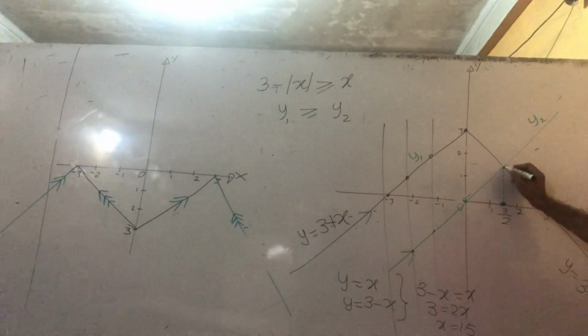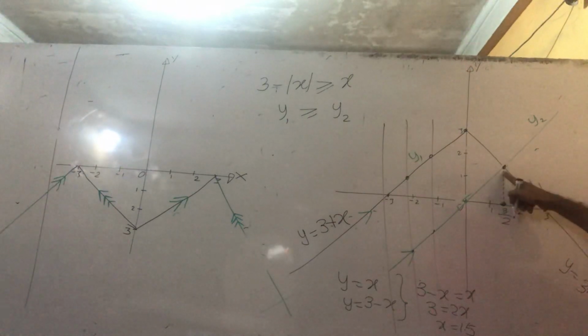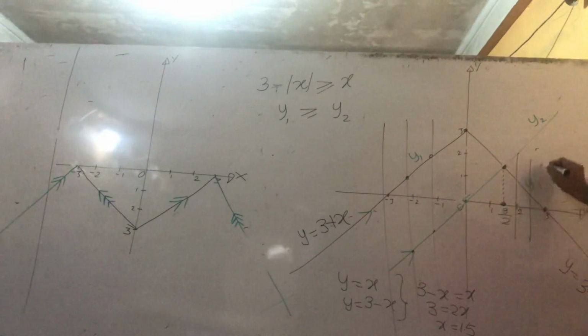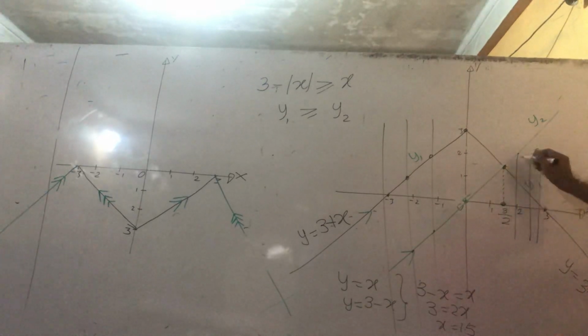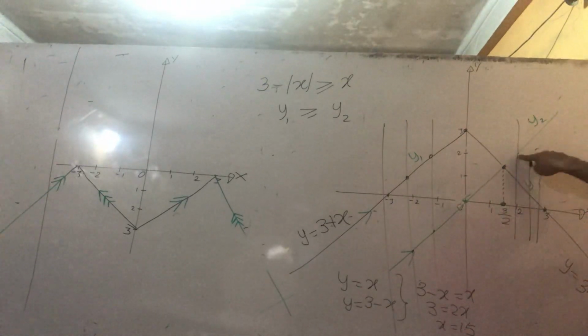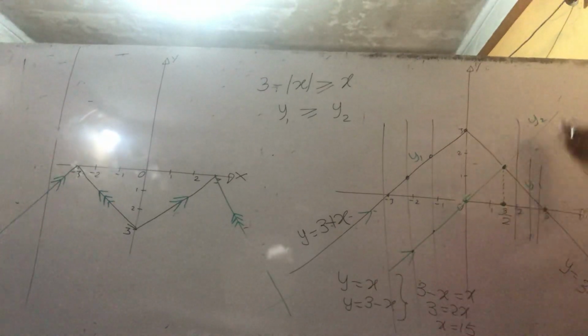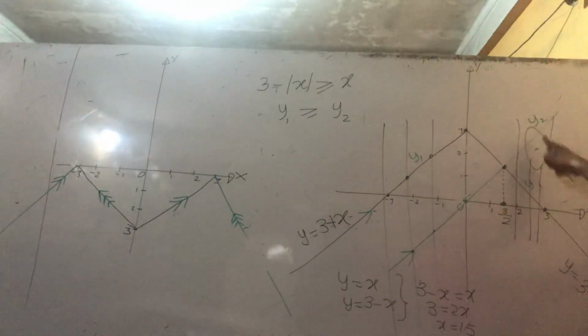So if you come here, what happened? See this part. Here, for a particular x value, y1 is down and y2 is up, y2 is up, y1 down. You can't take this part.